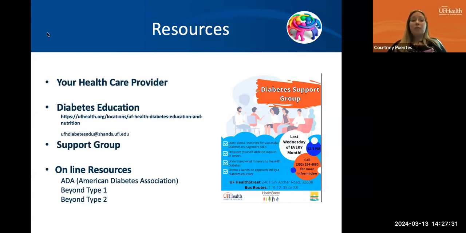And then there's support groups. The flyers you have on your tables are for our live support group. We partner with the Alachua County Health Department, and the last Wednesday of every month we have a support group over at the Health Street. There are also online resources. Some I think are really good are the American Diabetes Association website, Beyond Type 1 and Beyond Type 2.